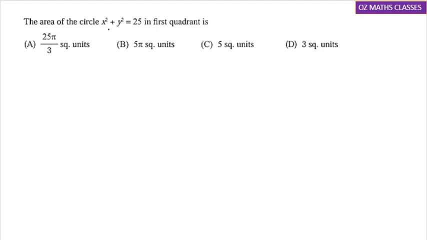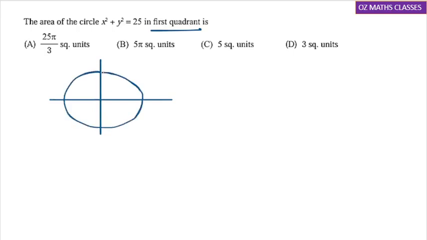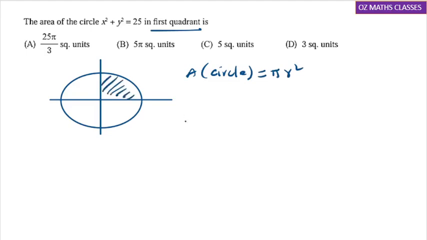Now find the area of the circle in the first quadrant. So if you draw the figure, okay, the total area of a circle, we know, is pi r square. But here we need the area in the first quadrant. So this region will be 1 by 4th of the whole area of the circle. So our required answer will be pi r square by 4.